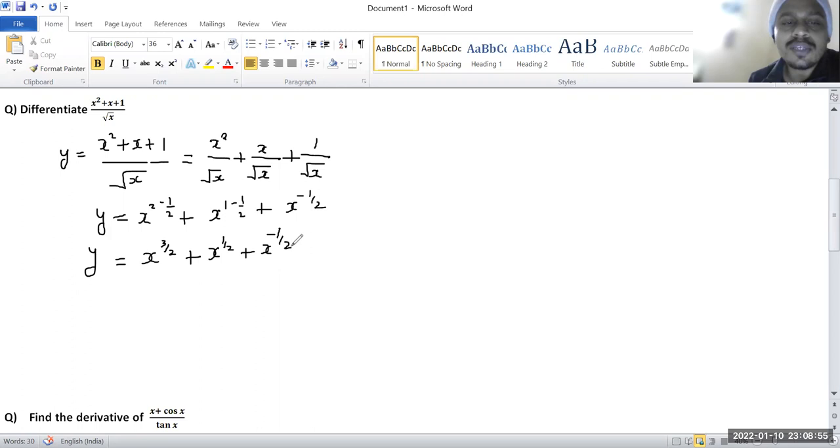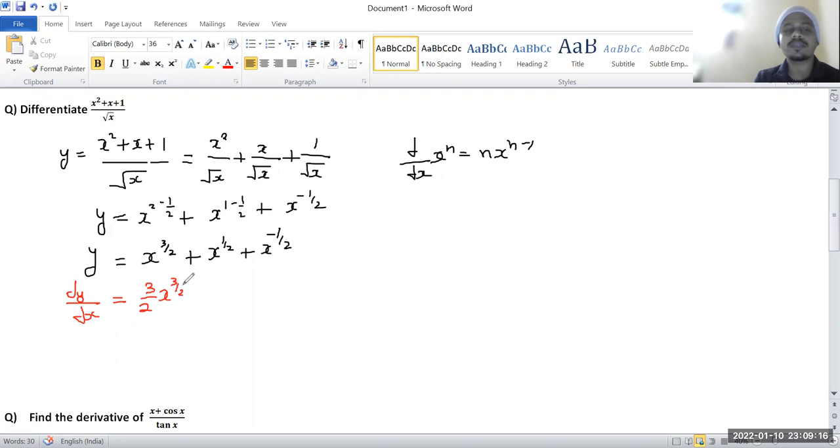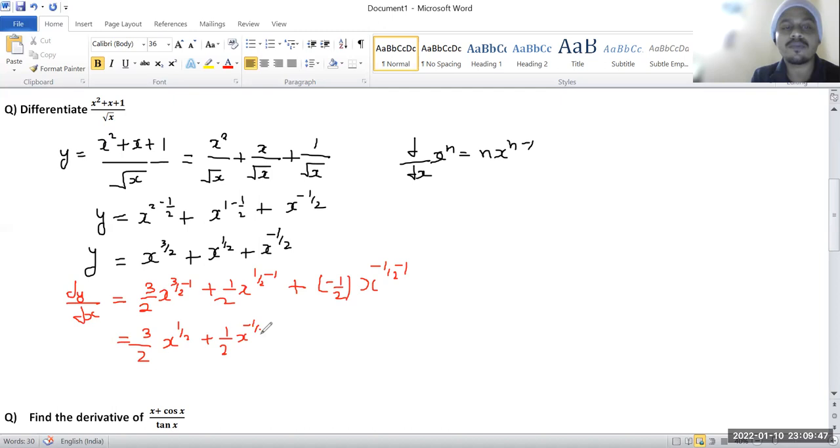And by using the formula d by dx of x to the power n equal to n x to the power n minus 1, you have to differentiate. Differentiating with respect to x, dy by dx equals 3 upon 2 x to the power 3 by 2 minus 1, plus 1 by 2 x to the power 1 by 2 minus 1, plus minus 1 by 2 x to the power minus 1 by 2 minus 1. So it is 3 upon 2 x to the power 1 by 2, plus 1 by 2 x to the power half minus 1, plus minus 1 by 2 x to the power minus 1 by 2 minus 1. And you see, this plus and minus makes it negative.